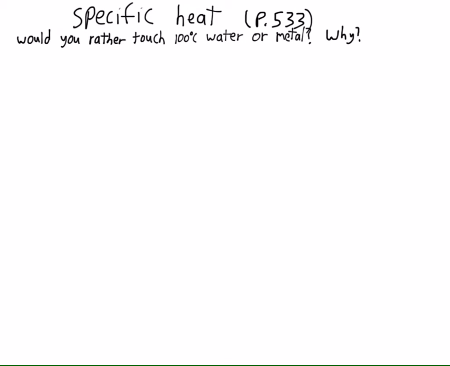Today we're learning about specific heat, which is on page 533 of the Modern Chemistry book. As you figured out, heat has a lot to do with a change in temperature, a transfer of motion from one chemical to another because of a difference in temperature, from the hot one to the cold one, from the one that's moving faster to the one that's moving slower.